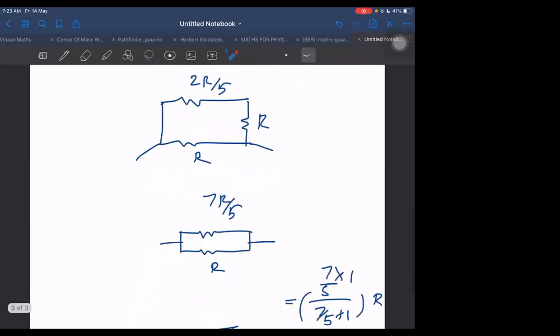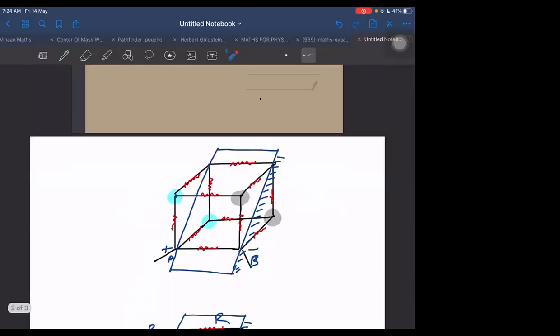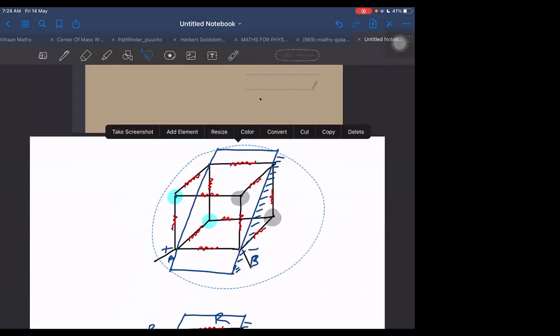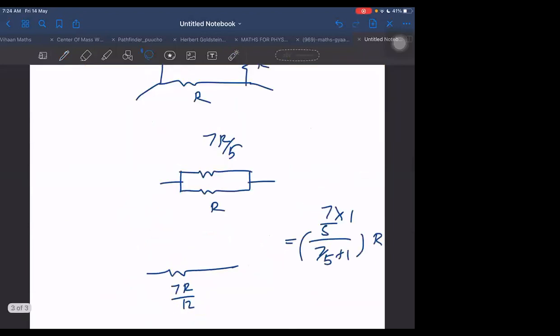Let us connect across. Let me take it there. Again, the same cube, copied, and let us bring it here.